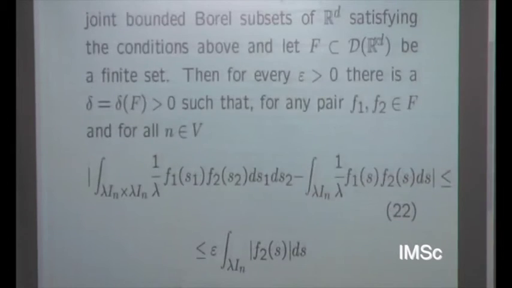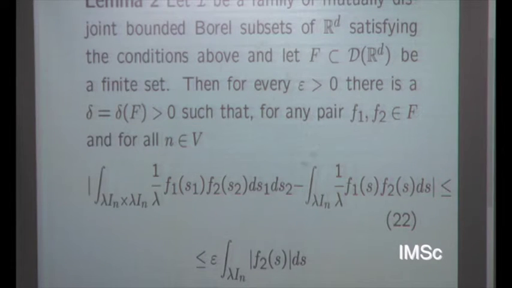So the lemma we want to prove is that essentially the integral over two variables is the same as the integral over one variable, up to a small error. The error is small for two reasons. First, because this epsilon is small. And second, because this is not so small, but lambda will become small. Remember, lambda is 1 over n.